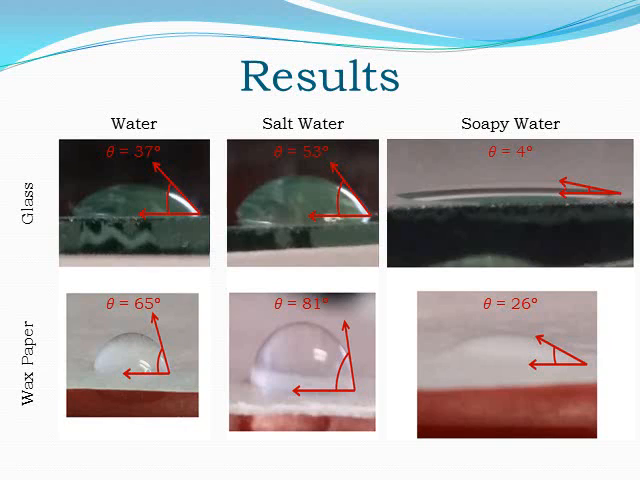The contact angle increased for salt water on both glass and wax paper, indicating that our first postulation, that the adhesive forces within water due to more charge group interactions would increase, was reasonable. The contact angle was decreased for soapy water on both surfaces, also proving our second conjecture that the hydrocarbon chain addition to water would disrupt the liquid-air surface tension and cause greater surface wetting.